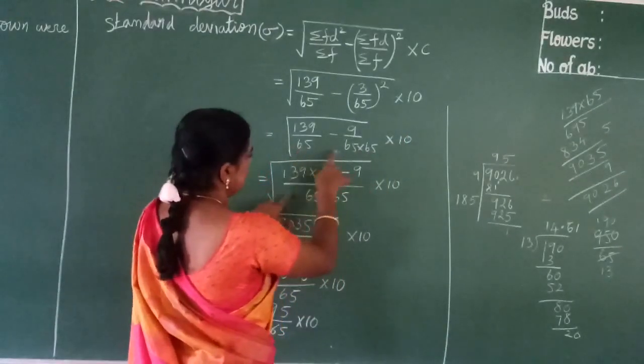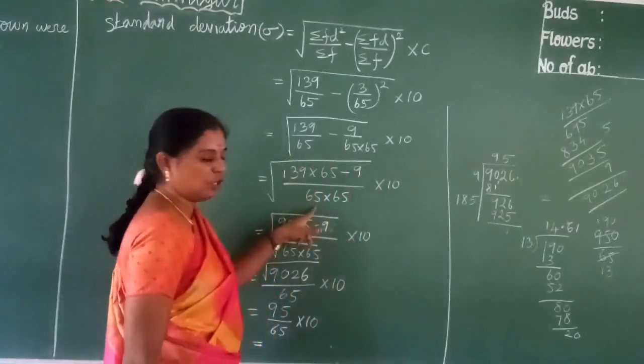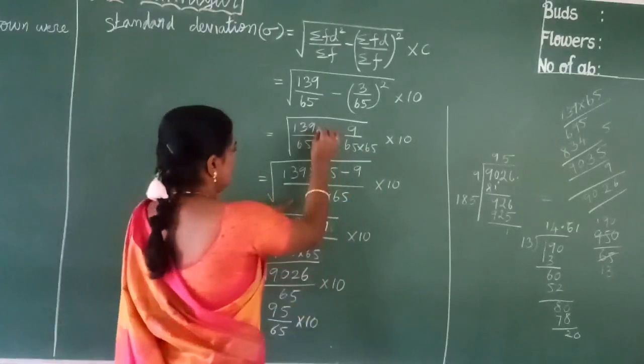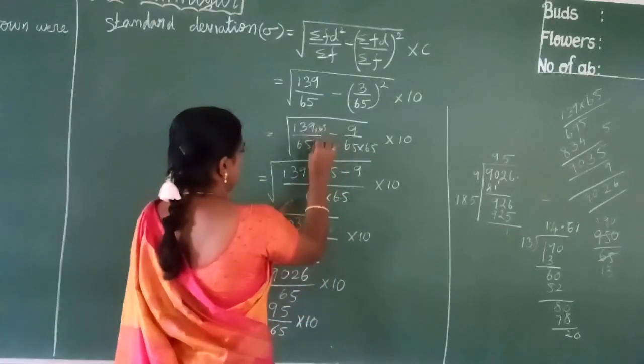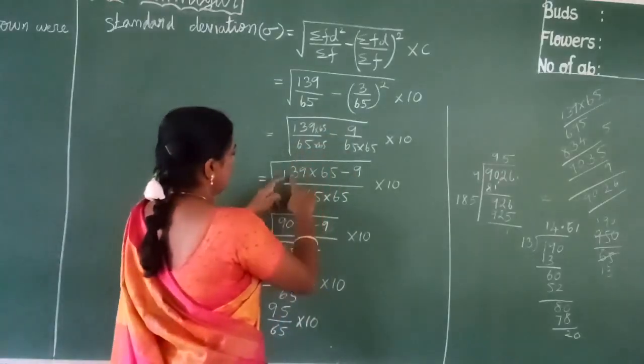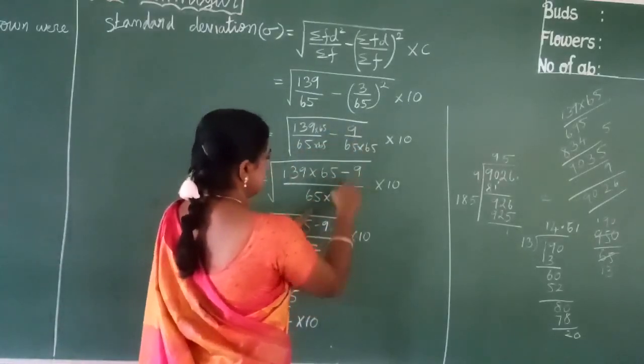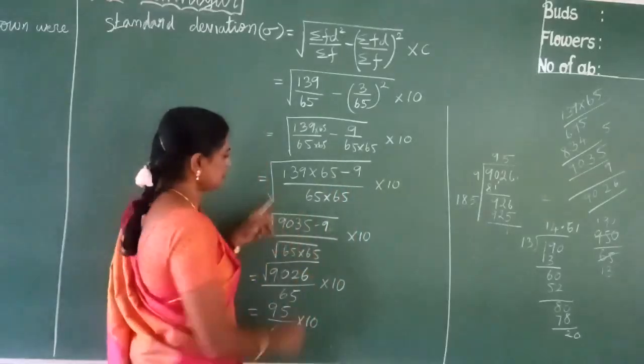And here 65. Here 2 times 65. So what is the LCM? 65 into 65. So here one more 65 multiplied, we get like fractions. So 139 into 65 by 65 into 65, minus 9 by 65 into 65.